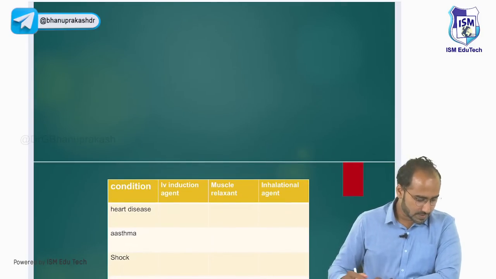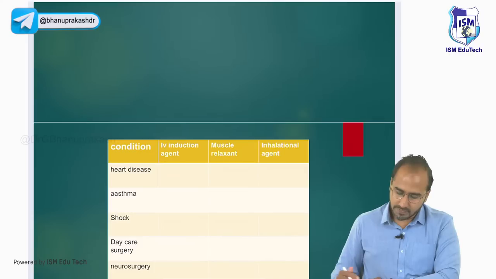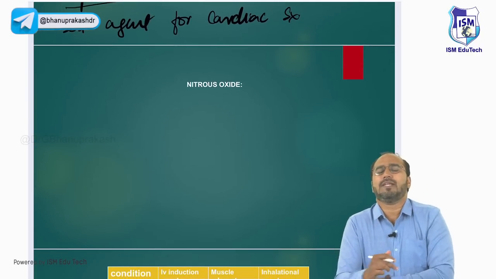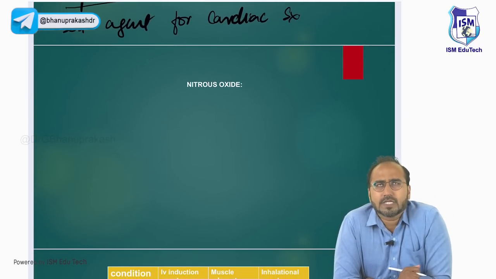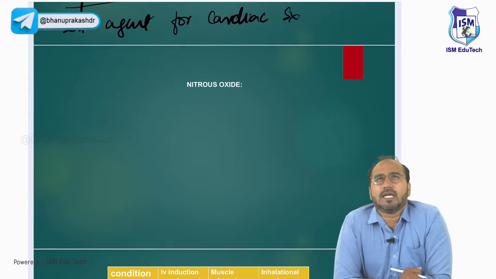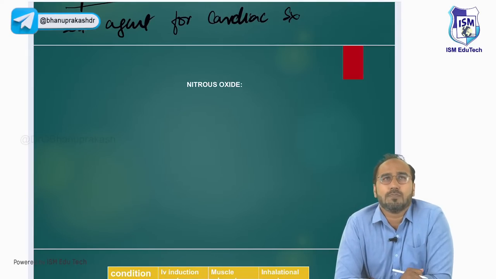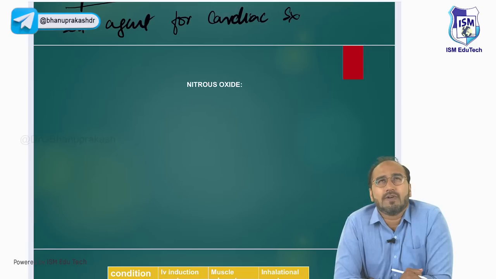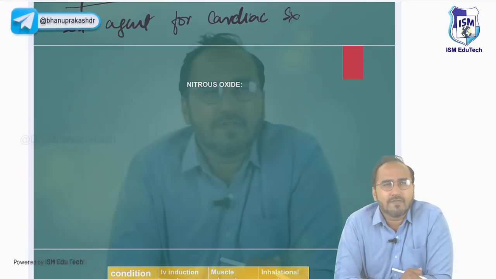Coming to the last inhalational agent, which is nitrous oxide. Come on, guys. What do you remember about nitrous oxide? I remember one thing. The MAC value of nitrous is 105. So it has a high MAC, so it will be least potent. So it will be used as a carrier gas. That you have remembered.